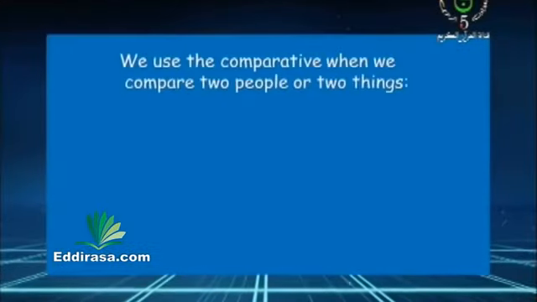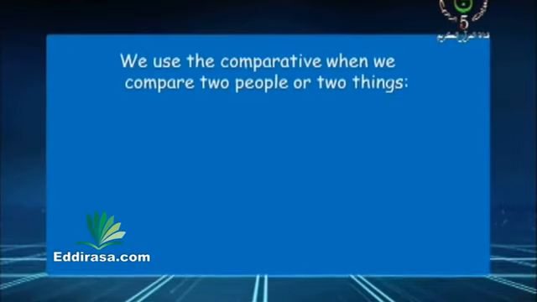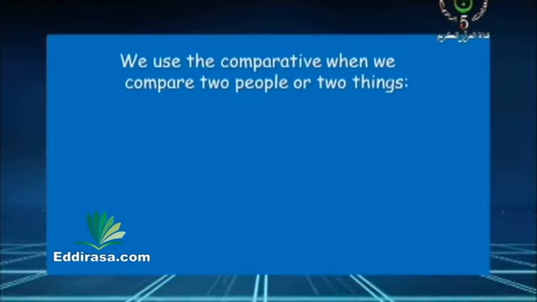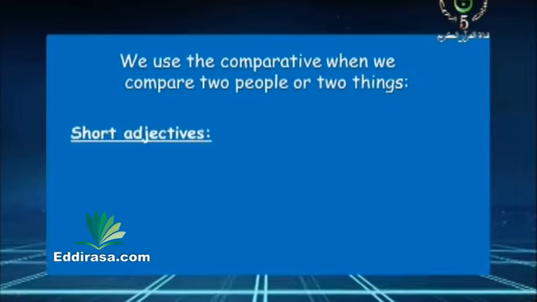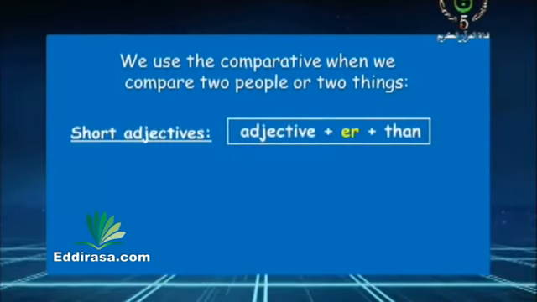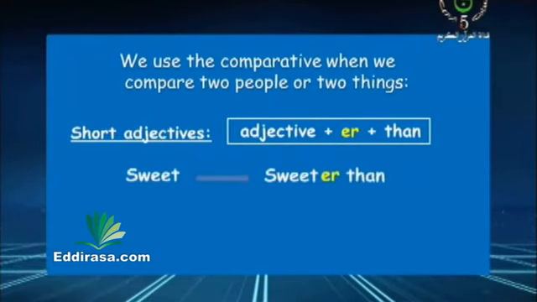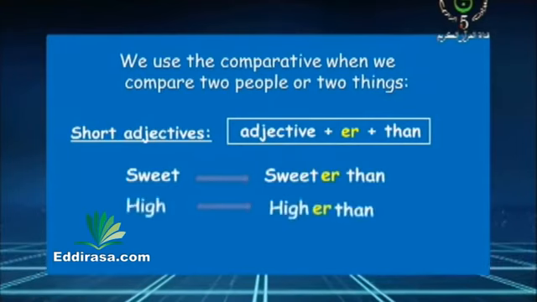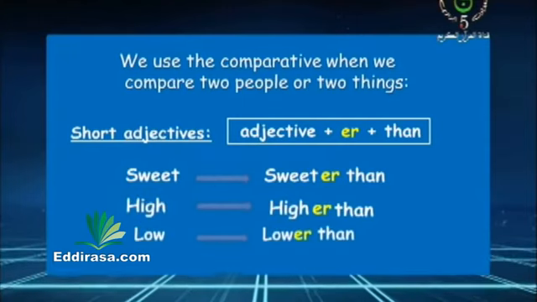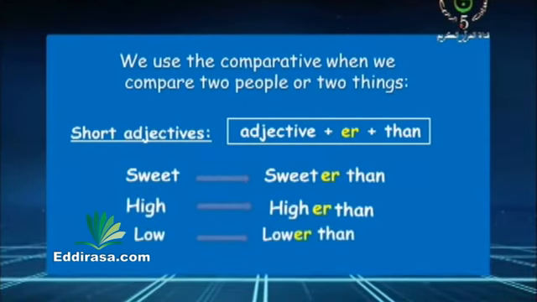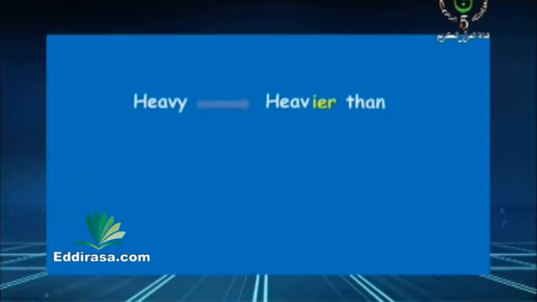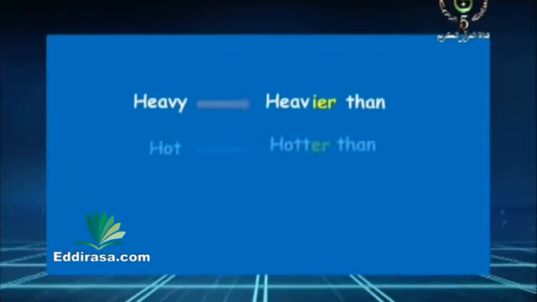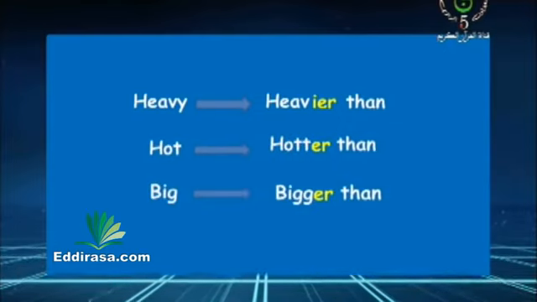Yes, you are right. And I think it is time for a reminder about the comparative. We use the comparative when we compare two people or two things. For adjectives, we have adjective plus er plus than. Example, sweet, sweeter than. High, higher than. Low, lower than. For heavy, we have heavier than. Hot, hotter than. Big, bigger than.